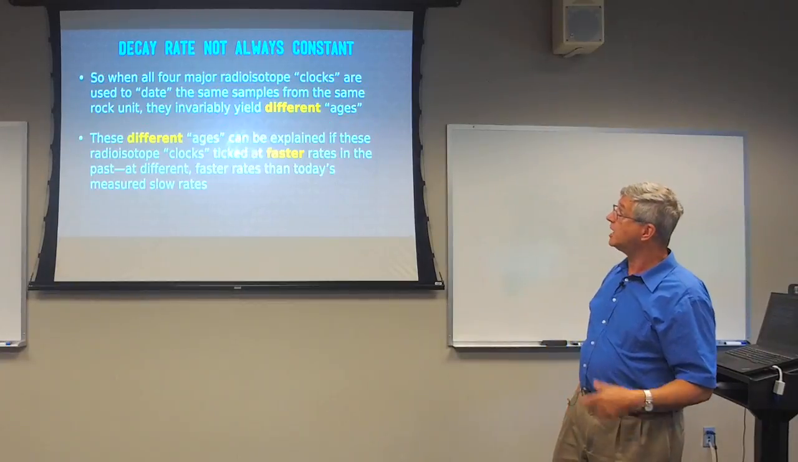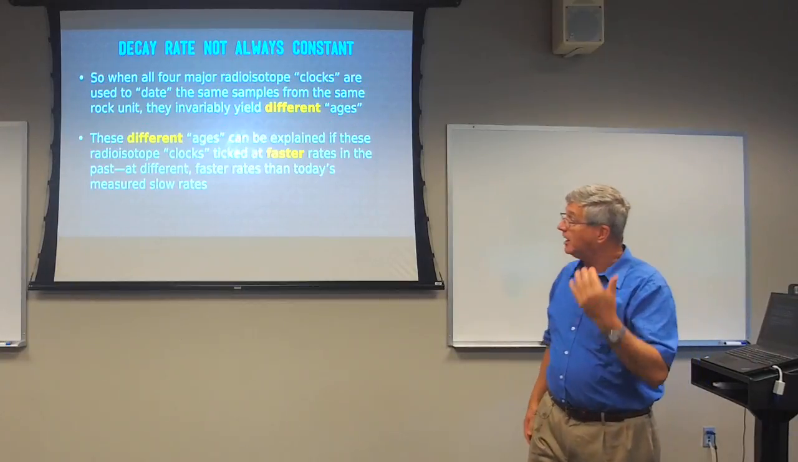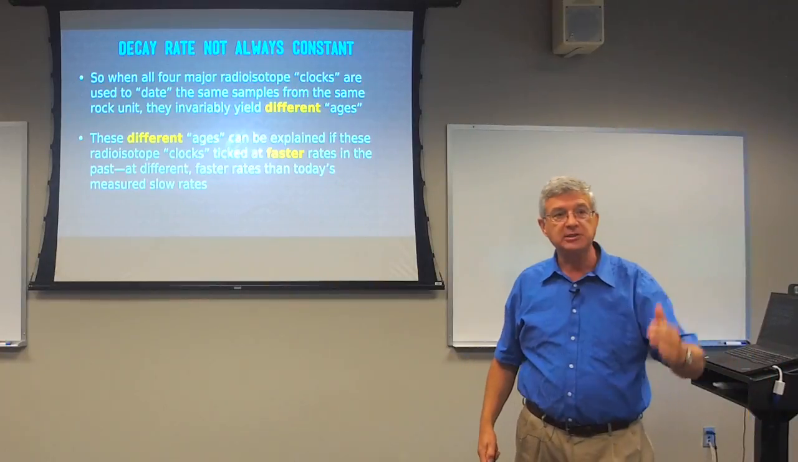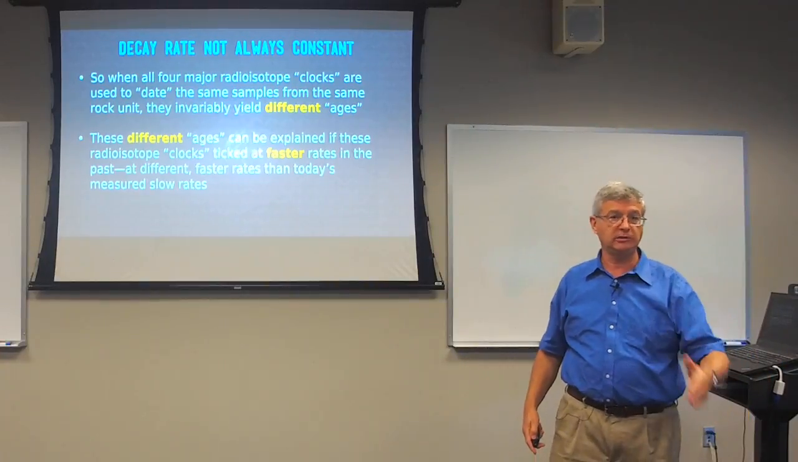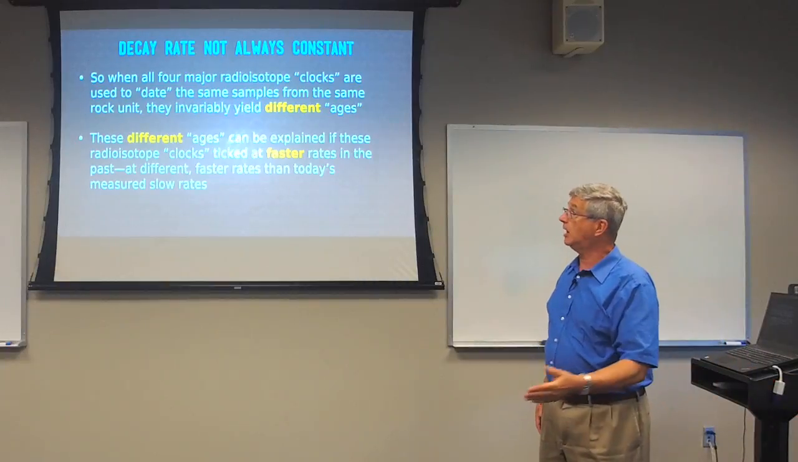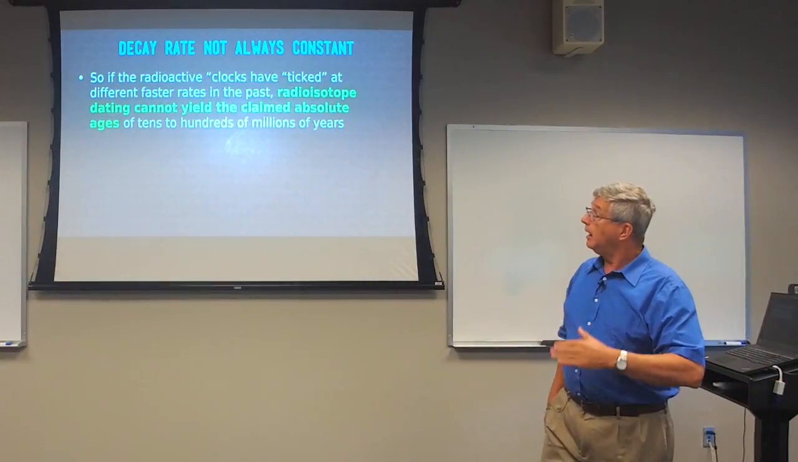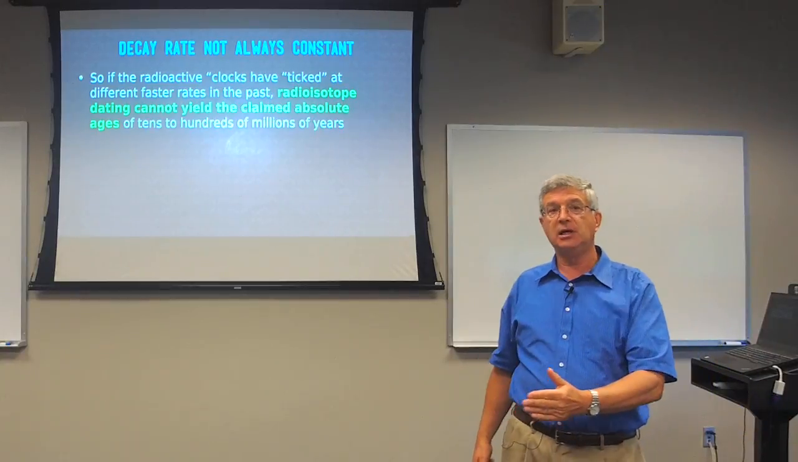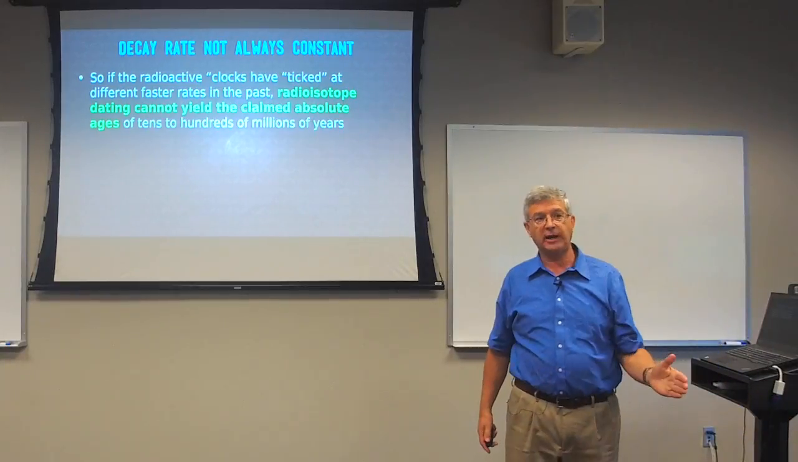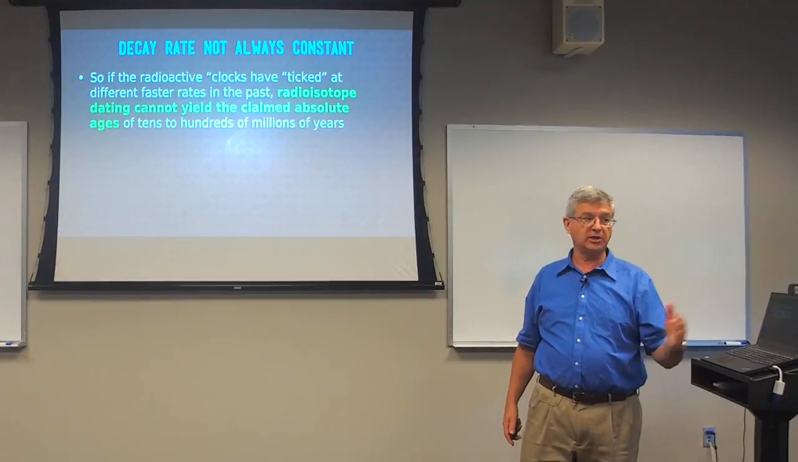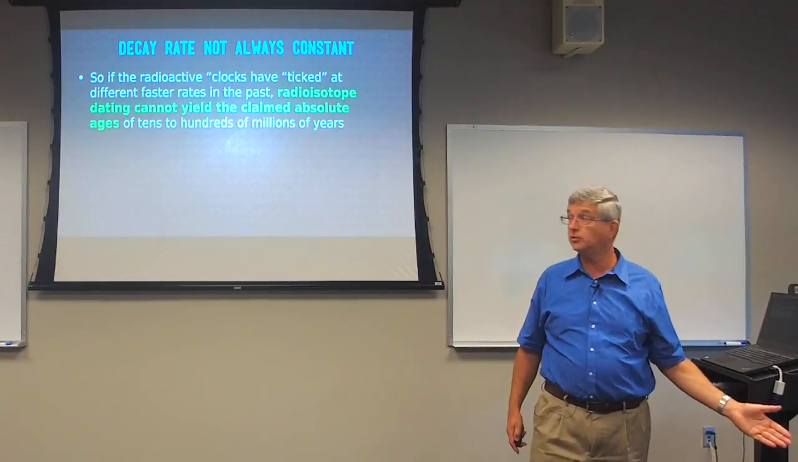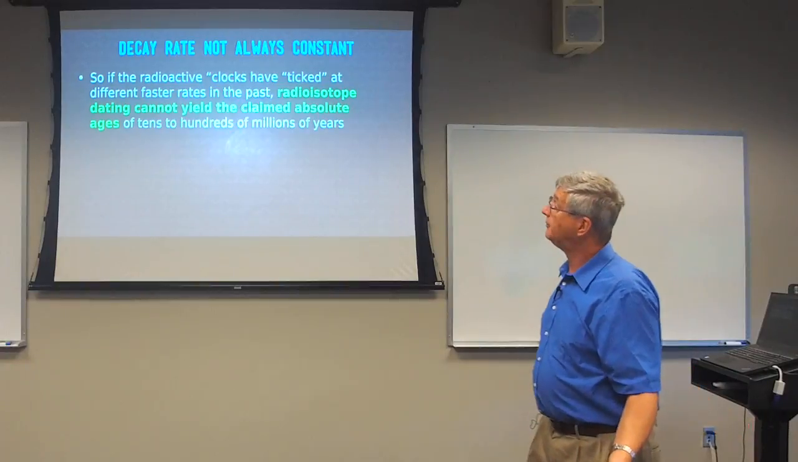So that invariably tells us that the clocks were speeded up during some catastrophic event in the past. Therefore, if the decay rate was accelerated in the past, and we assume a constant rate of decay, then our clocks are not going to give us accurate absolute ages.